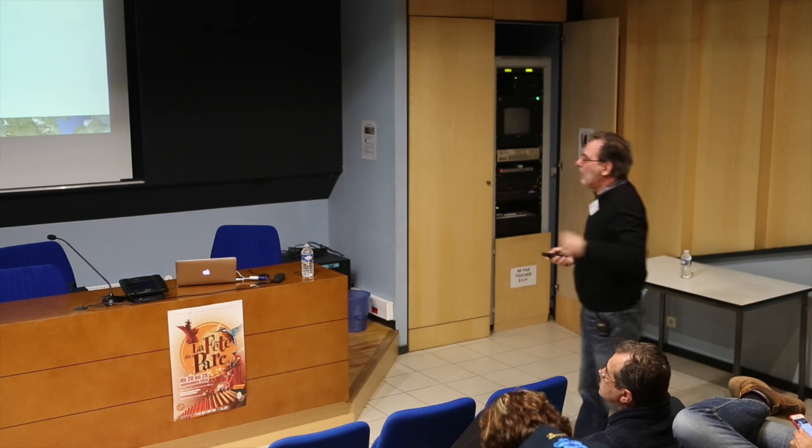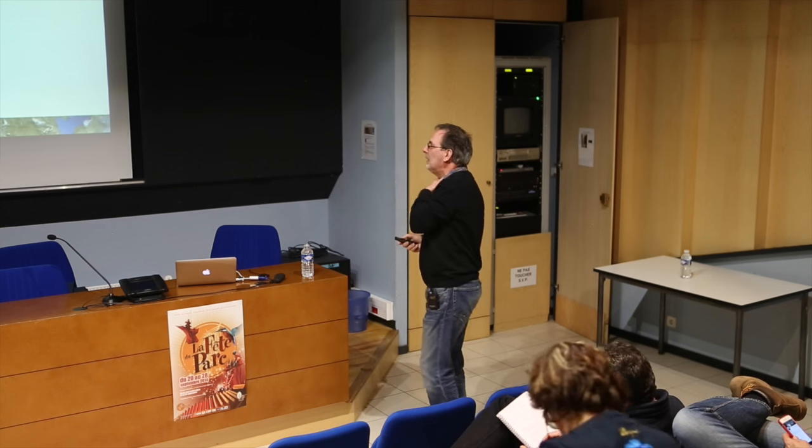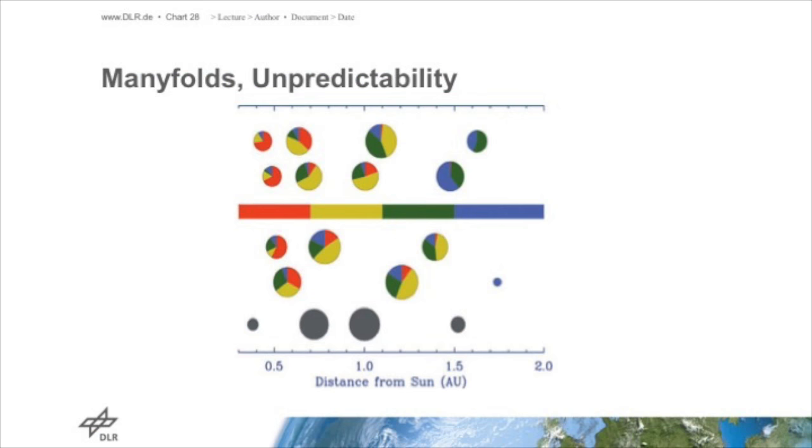Okay. Now, this kind of models have a kind of unpredictability in it. So they do not necessarily end up with the right planet at the right place with the right composition. And here is a representation of that.